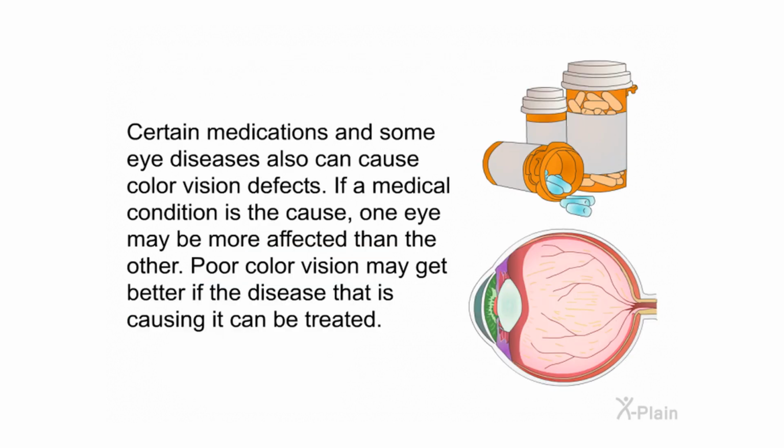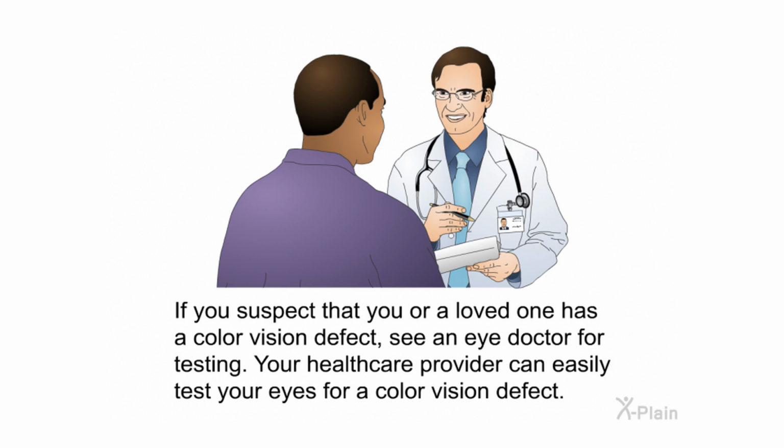Certain medications and some eye diseases also can cause color vision defects. If a medical condition is the cause, one eye may be more affected than the other. Poor color vision may get better if the disease that is causing it can be treated. If you suspect that you or a loved one has a color vision defect, see an eye doctor for testing. Your healthcare provider can easily test your eyes for a color vision defect.